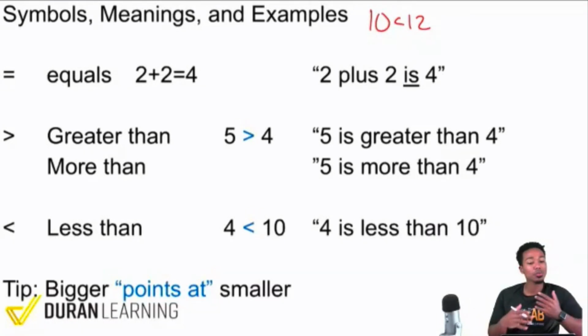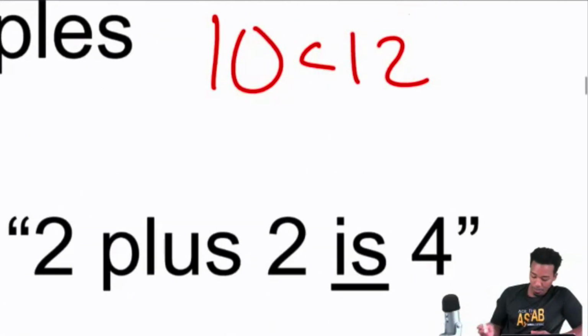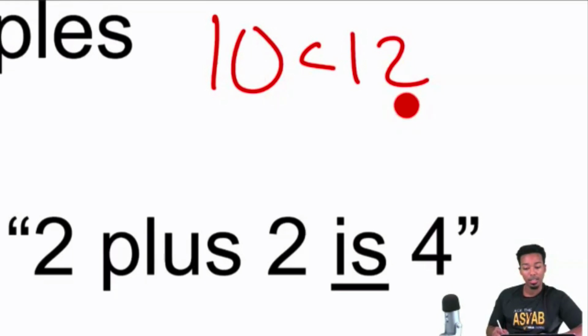And again, this is why it's so important to really work things out like this. So let's just take a closer look. We have 10, and that symbol is pointing to the left. And so remember, the bigger number points at the smaller number. And so if we have 10 less than 12, is that true? Is 10 less than 12? It is. This is a true statement.